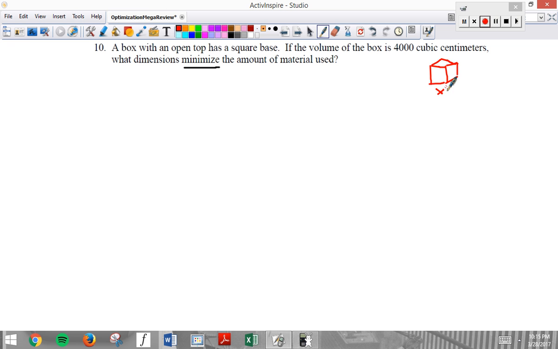Square base, x, x, y. Volume of the box, 4,000 equals x squared y. Material has always been area. And this guy has x squared the bottom plus 4 sides, no top. Y is going to be easiest to plug in here. So let's solve this puppy. Y equals 4,000 over x squared.